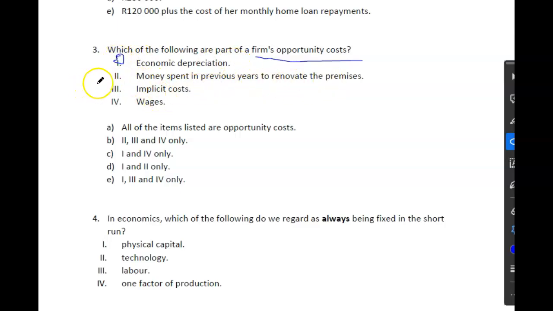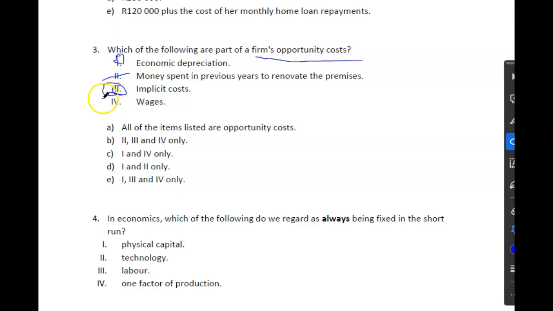Money, no. As soon as they say money spent, if money was already spent in the previous years to renovate the business, you just leave it alone, right? Money spent, you leave it alone. Then implicit costs. Implicit costs, definitely. Implicit costs are opportunity costs actually. So that's it. And when I was doing these questions, I was like, okay, this is the answer, 1 and 3. But when I wanted to find it, there is no 1 and 3. So then I thought about it and it makes sense, right?